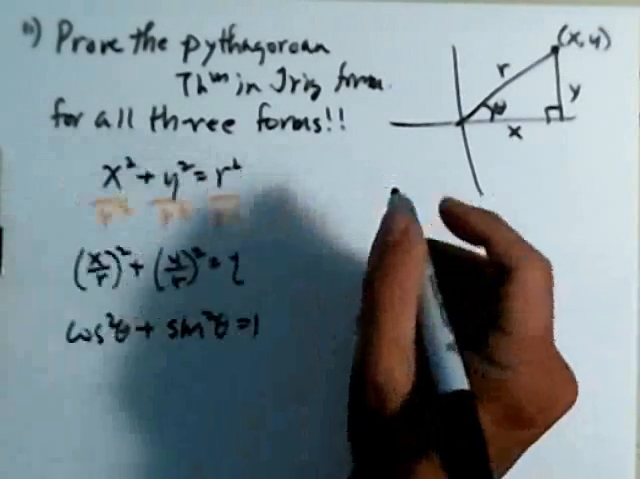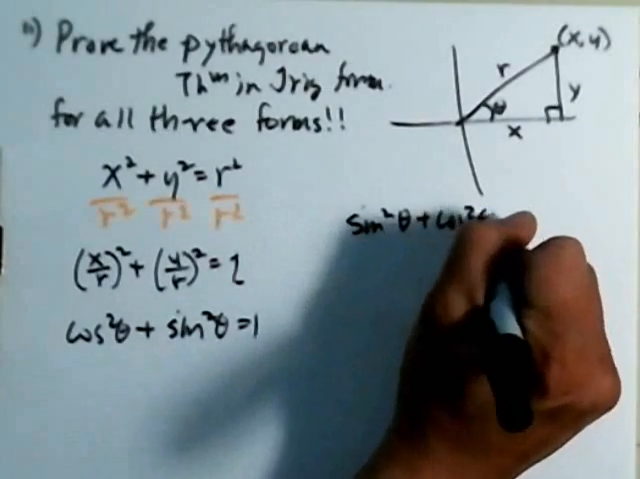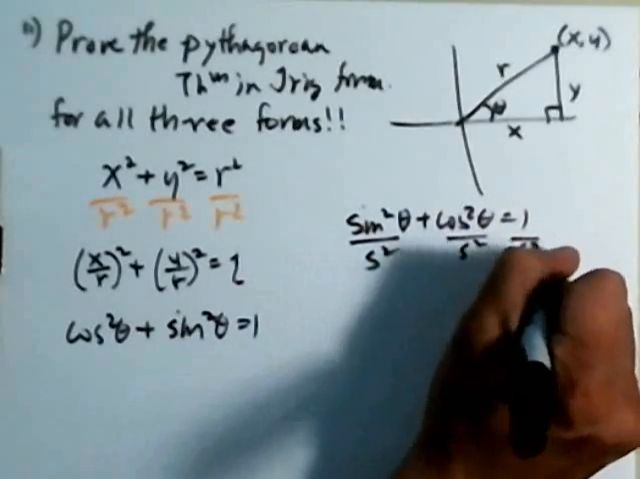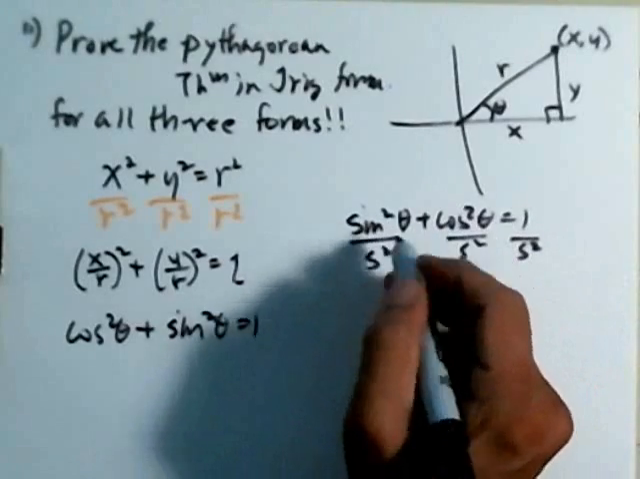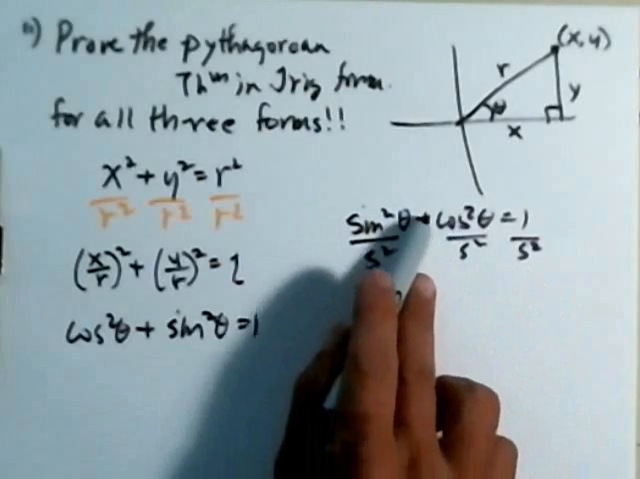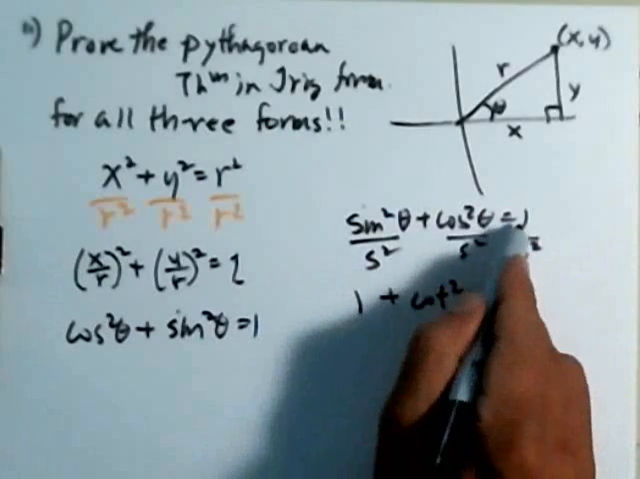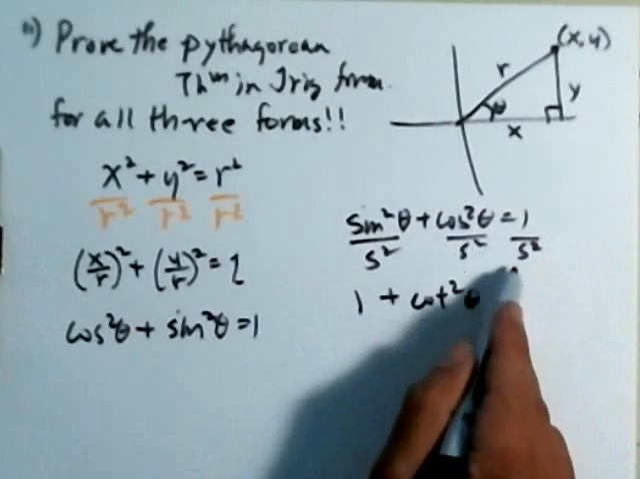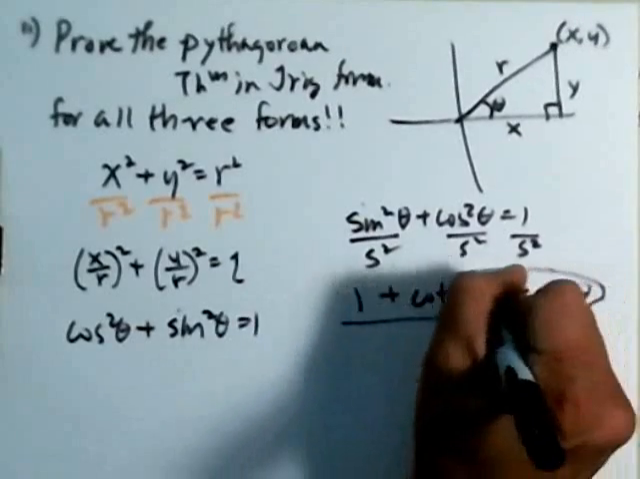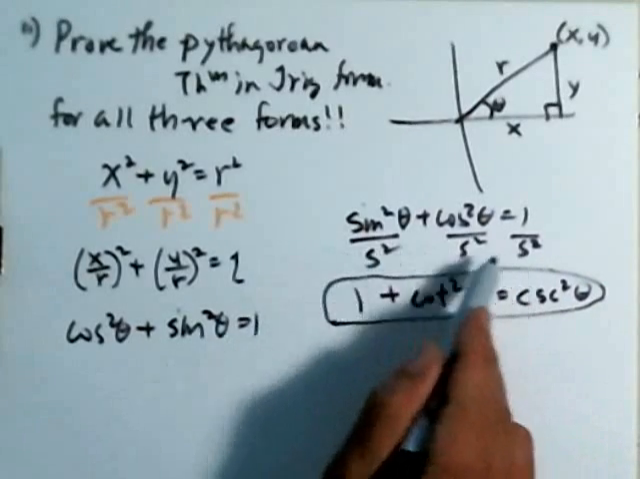The second part I'm going to do says sine squared of theta plus cosine squared of theta is equal to 1. I'm going to divide the left side and the right side by sine squared. Sine squared over sine squared is 1, plus cosine squared over sine squared. Cosine over sine is going to be cotangent squared theta. And 1 over sine is the cosecant, so it's going to be cosecant squared theta. That's the second form of the trigonometric identity.